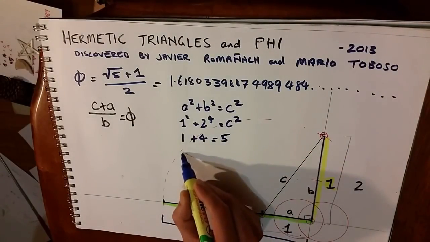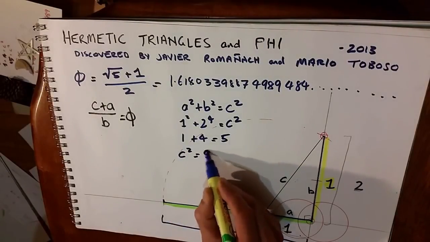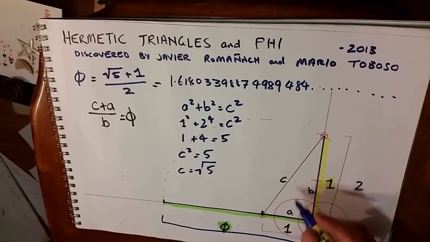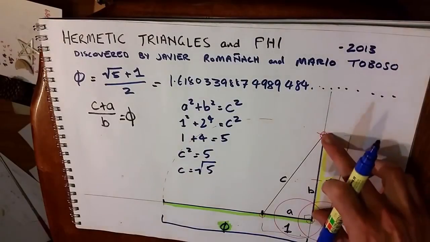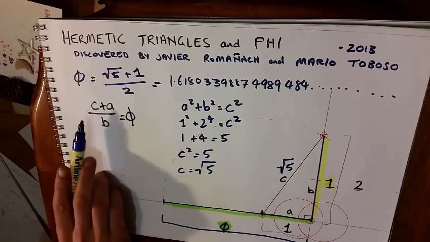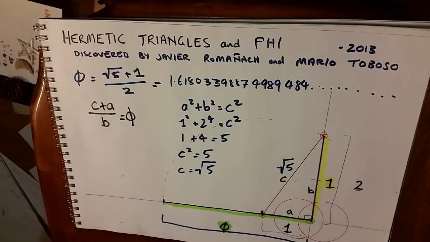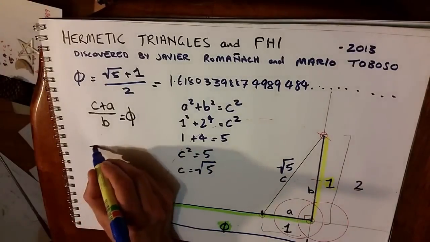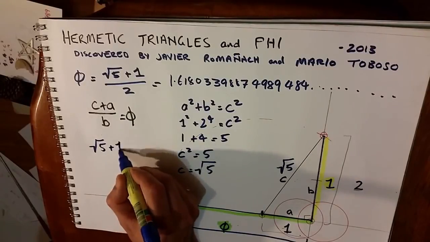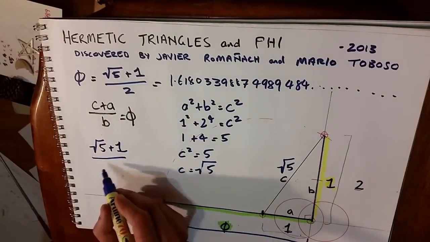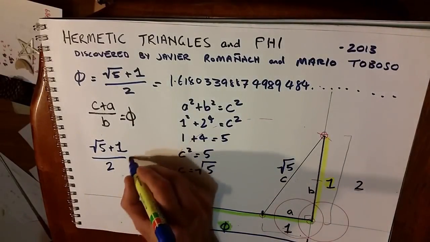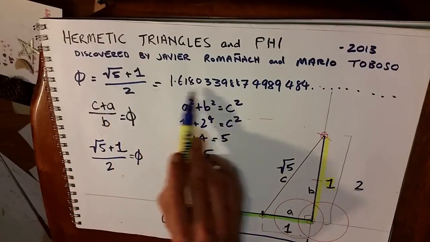Therefore, c squared equals 5. Therefore, c equals the square root of 5. Now we can say that if this is 1, if this is 2, therefore that is the square root of 5. C plus A over B equals phi. C is the square root of 5. A is 1, plus 1, over B, 2. The square root of 5 plus 1 over 2 equals phi. Well, we've already shown that here.